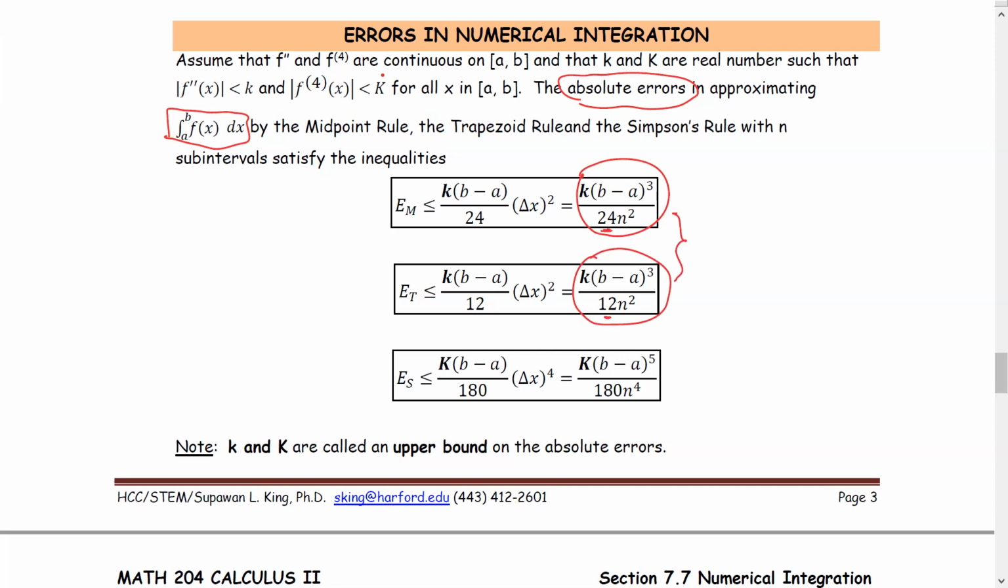The absolute error using Simpson's rule, E_S, is less than or equal to uppercase K times (b minus a) to the power 5, divided by 180 n to the fourth, where the lowercase and uppercase K are called the upper bounds on the absolute errors.